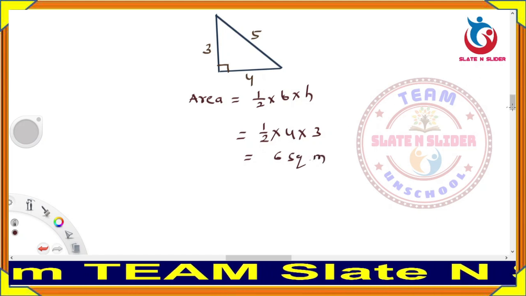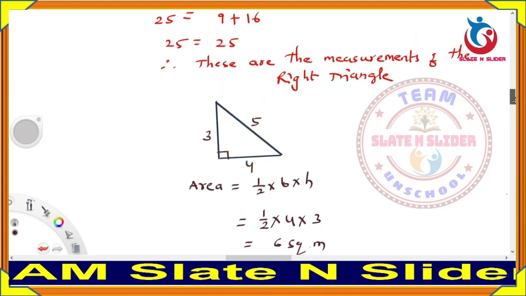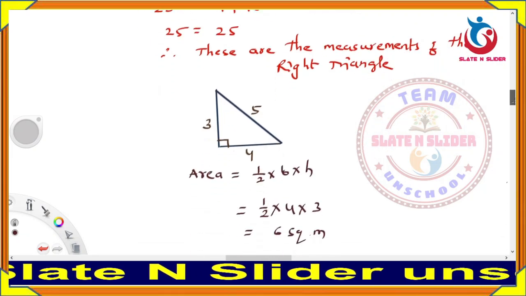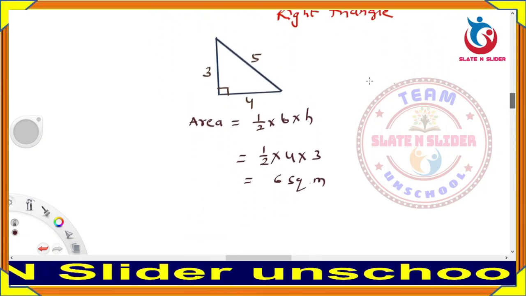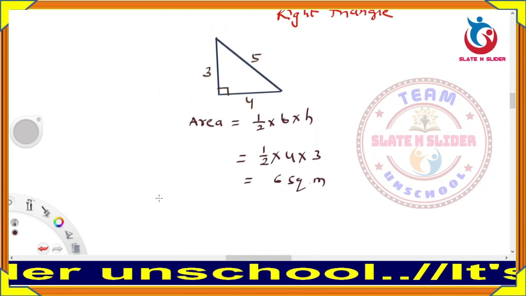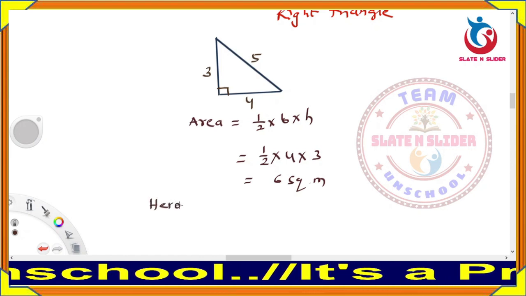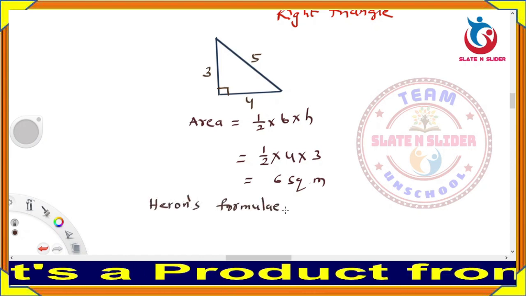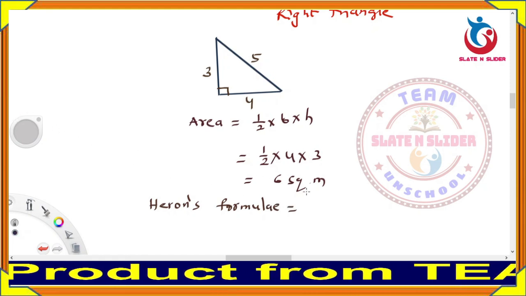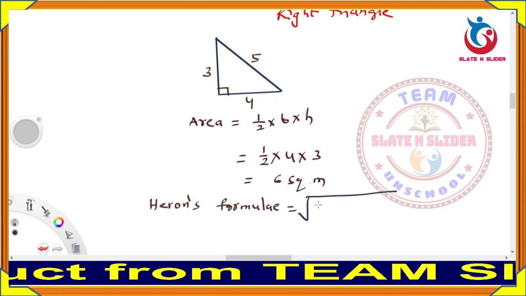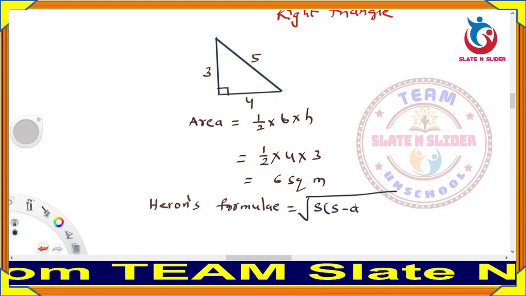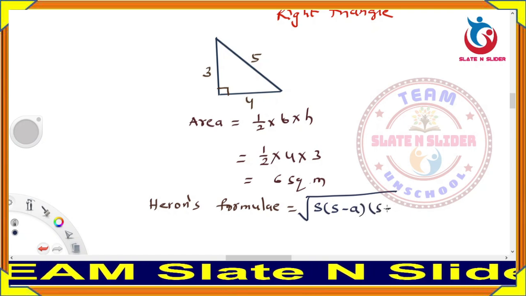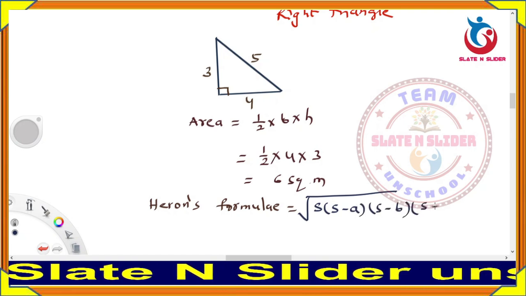So suppose if you don't know the measurements, or suppose if it is not a right triangle, then how should we find out? To find the area of the triangle, we have Heron's formula. By using Heron's formula we can find the area of the triangle when the three measurements are given, that is root of s into s minus a into s minus b into s minus c.